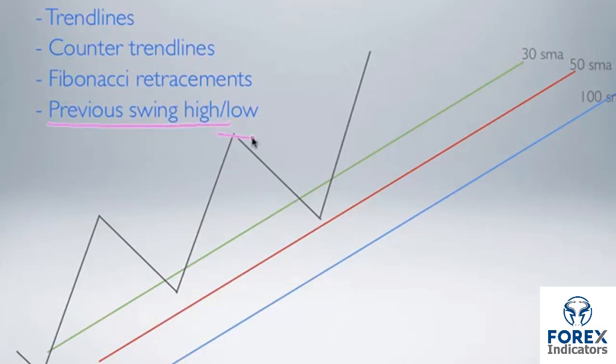And finally, the previous swing high or low. Swing high if we are in an uptrend, or swing low if we are in a downtrend. Now, it's a pretty similar concept to what we've seen before with the counter trend lines, the idea of former resistance. Once broken, price may now retest it from above and find support at that level.